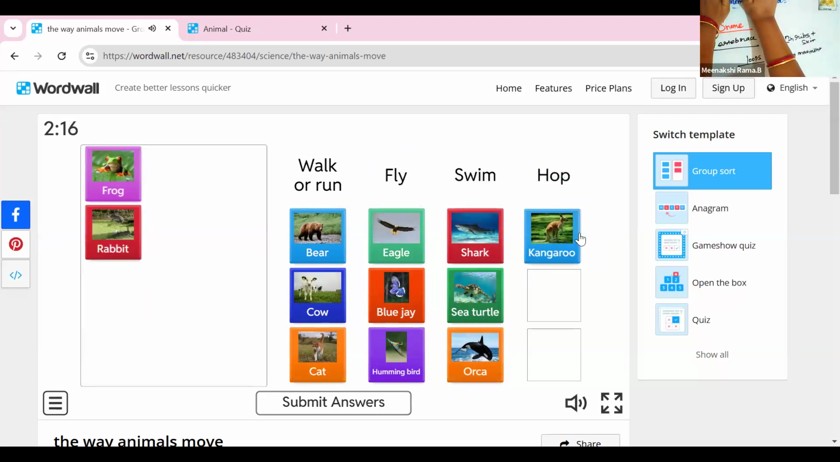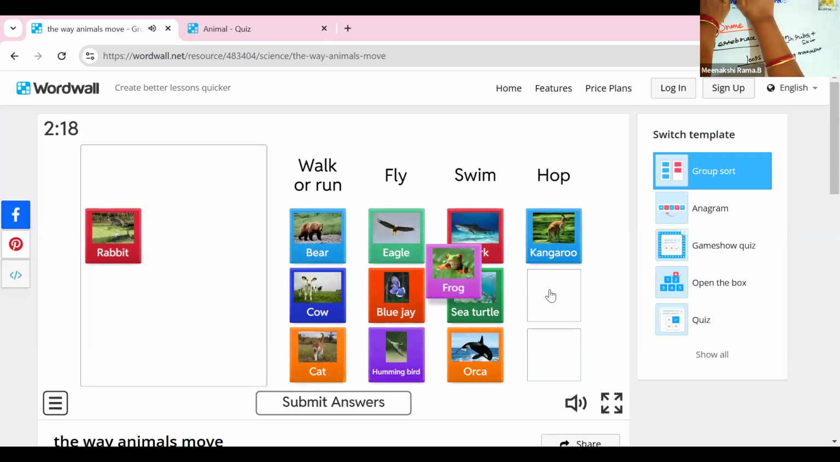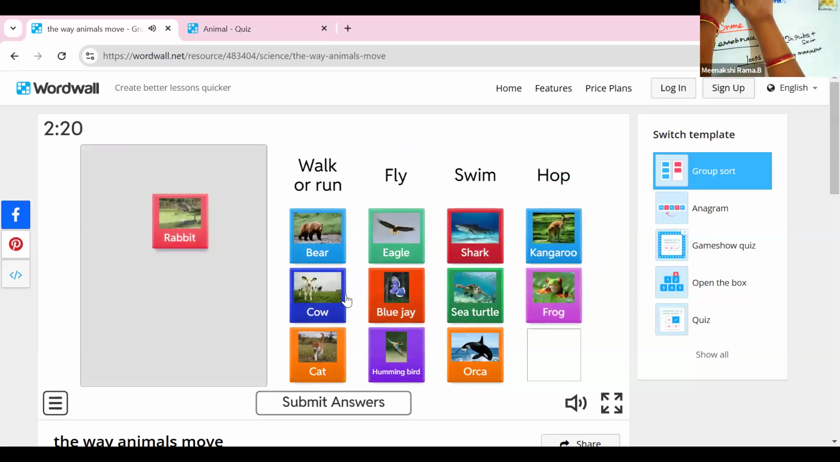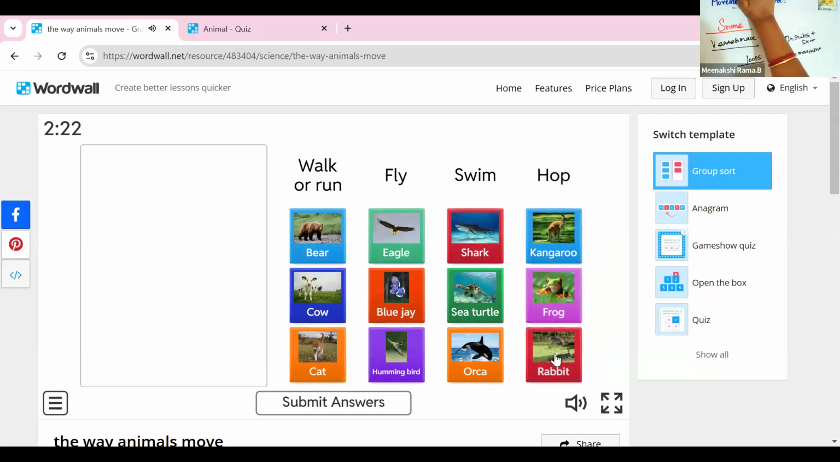And the next one is hopping. Hopping means like jumping. Kangaroo, frog, and rabbit. So these three animals are always hopping and jumping. So these are all the movements of the animals: walking, flying, swimming, and hopping.